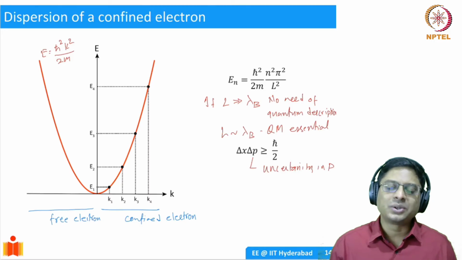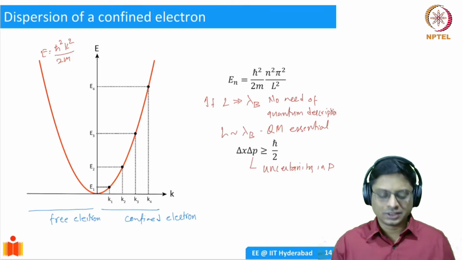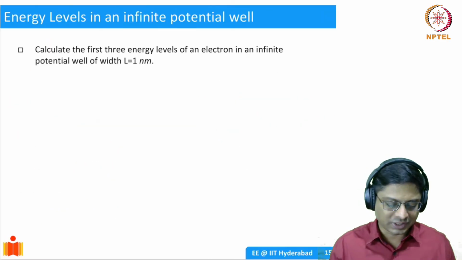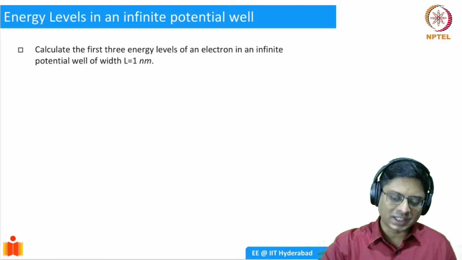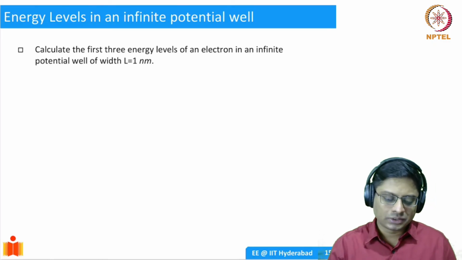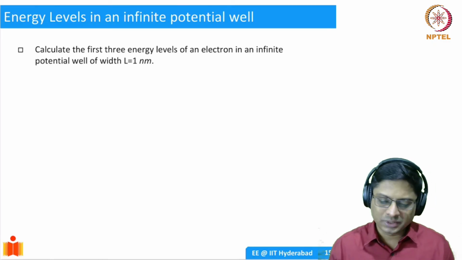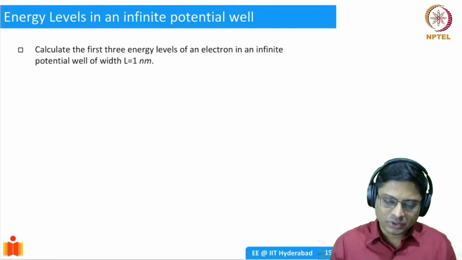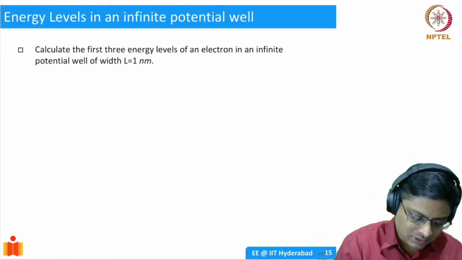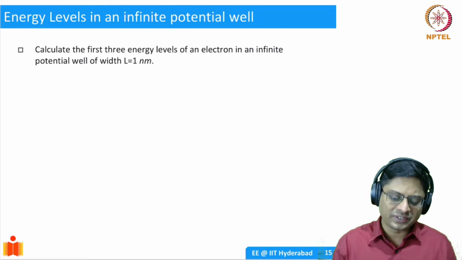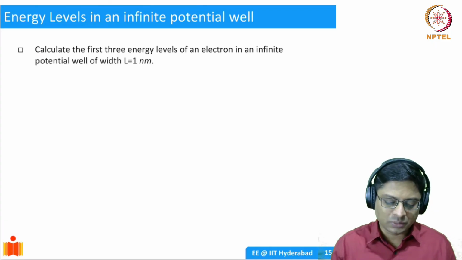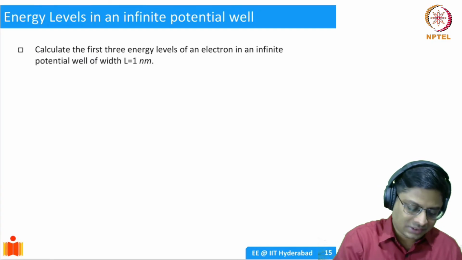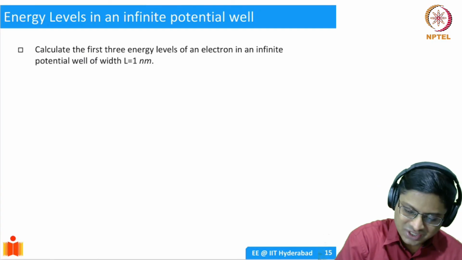If you understand this, you understand quite a bit of quantum mechanics, and honestly, you could do a lot of things. So let's try to compute this. What are the energy levels which are there? This is just a homework problem. You could try to do it. You're asked to calculate the first 3 energy levels of an electron which is confined to an infinite potential well of width L equal to 1 nanometer. The formula is known to you. It's just plug and chug.